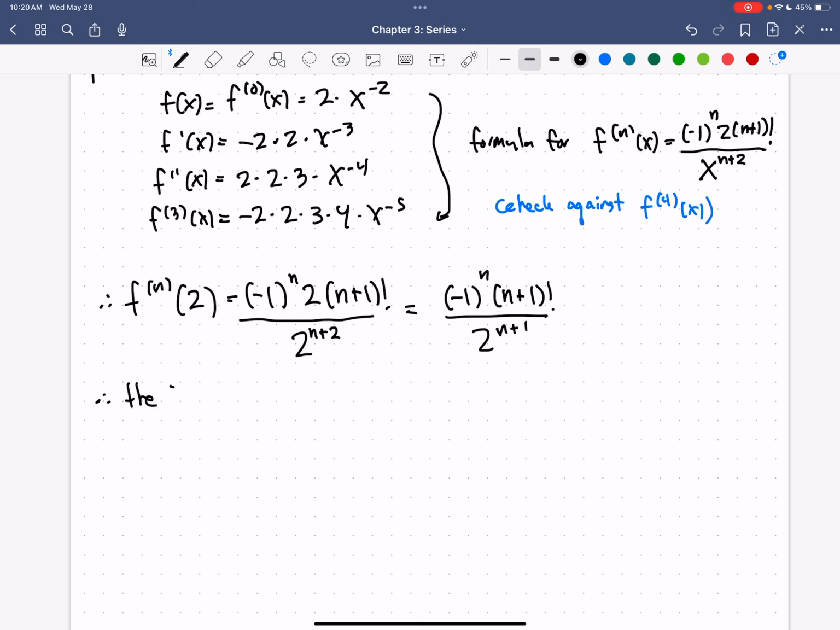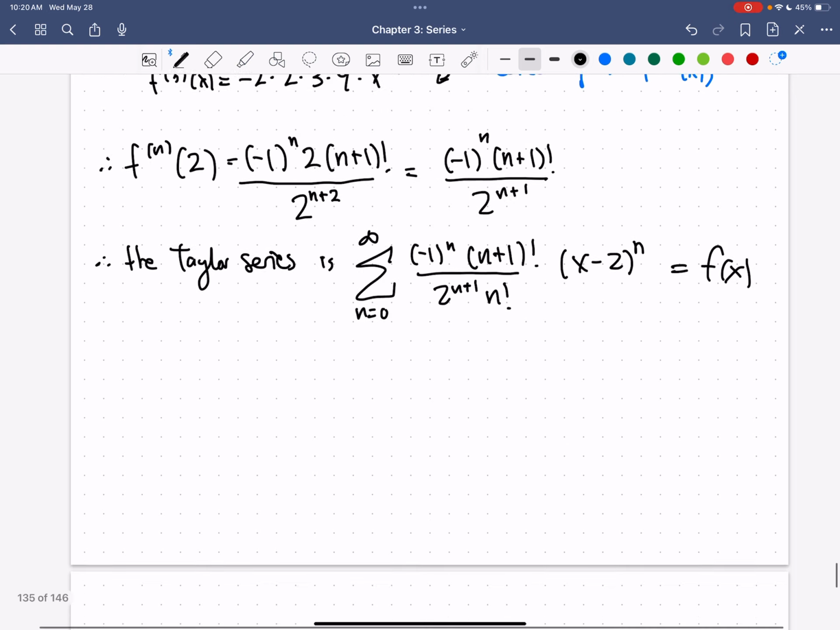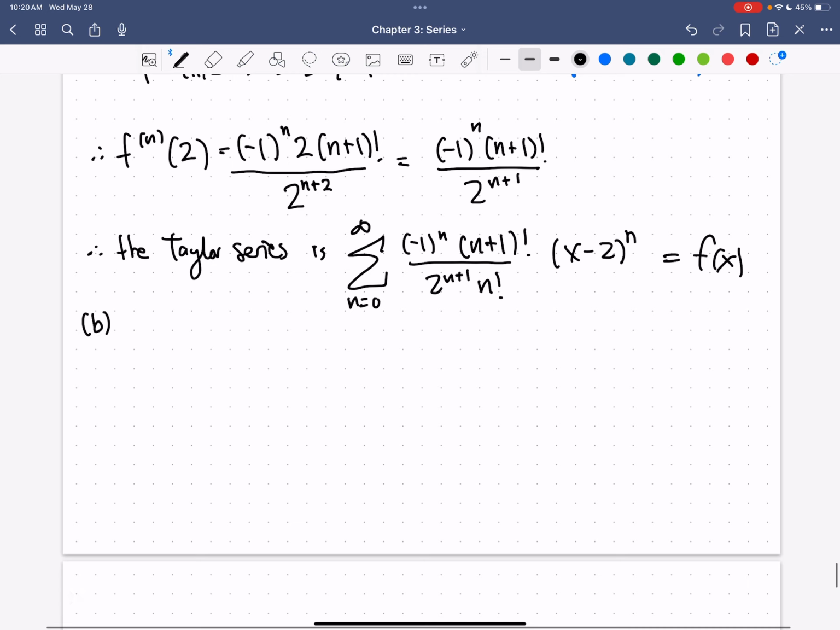the Taylor series we want is the sum of n from 0 to infinity, negative 1 to the n, n plus 1 factorial over 2 to the n plus 1, n factorial times x minus 2 to the n. So we can say that's our Taylor series for f of x. Interval, I'm not going to do this one again. It's the last section.